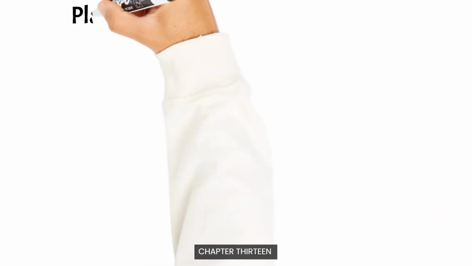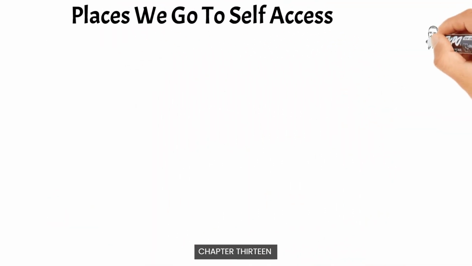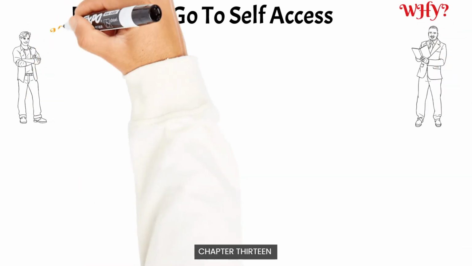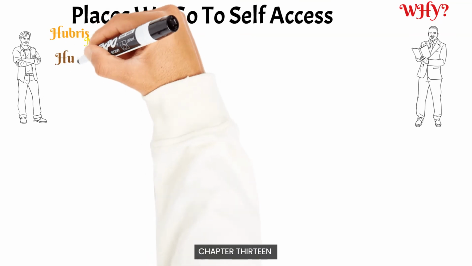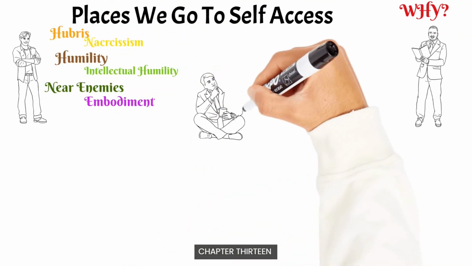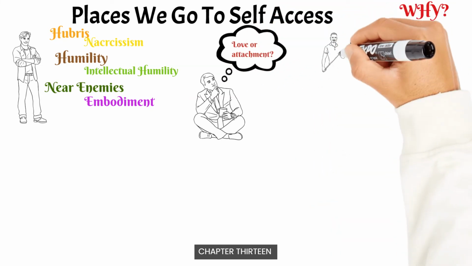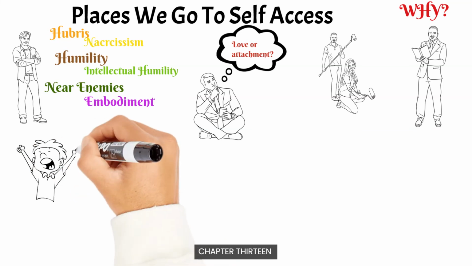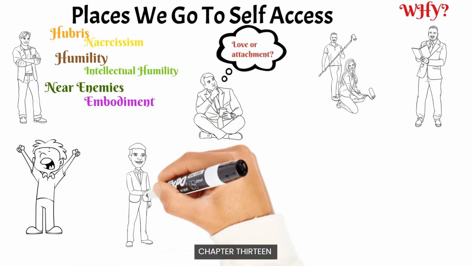In places we go to self-assess, which is the last chapter of this book, number 13, Brené looks into pride and the reason behind it, hubris, narcissism, humility, intellectual humility, near enemies, embodiment. The difference between true love and attachment, the former honors and appreciates, while the latter is needy and aims to possess, and how to cultivate meaningful connection and story stewardship.